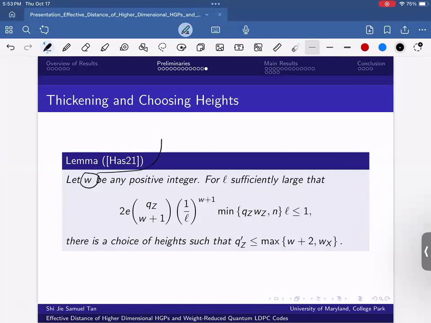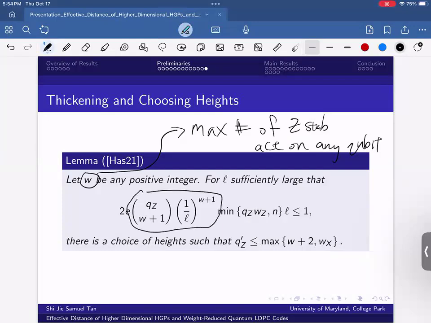W can be defined as the max number of Z stabilizers that you want to act on any qubit. And then you can think of having W balls and L bins, right? This is just an upper bound on the probability of us having more than W balls in a bin. This is just an approximation that's pretty nice.